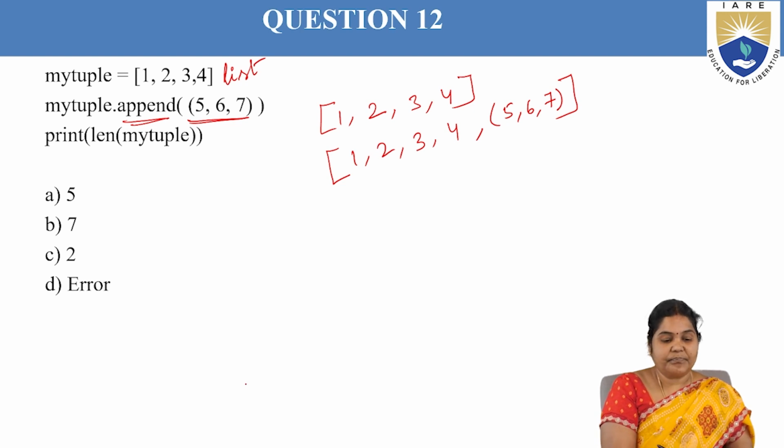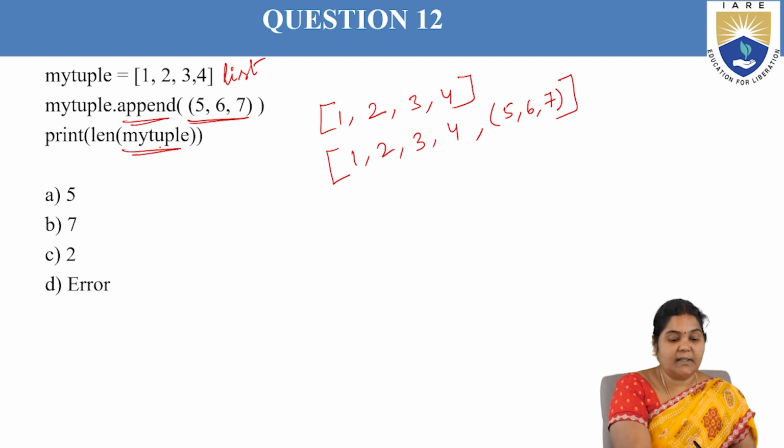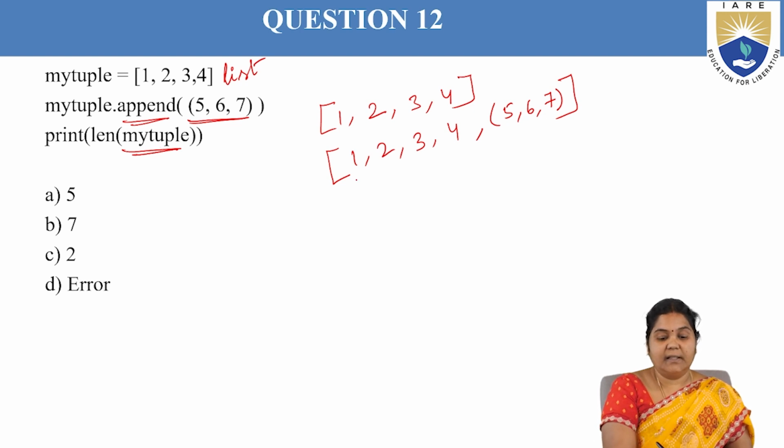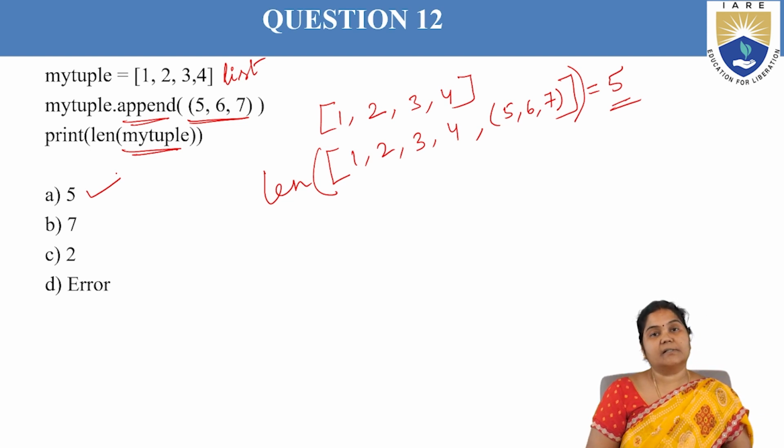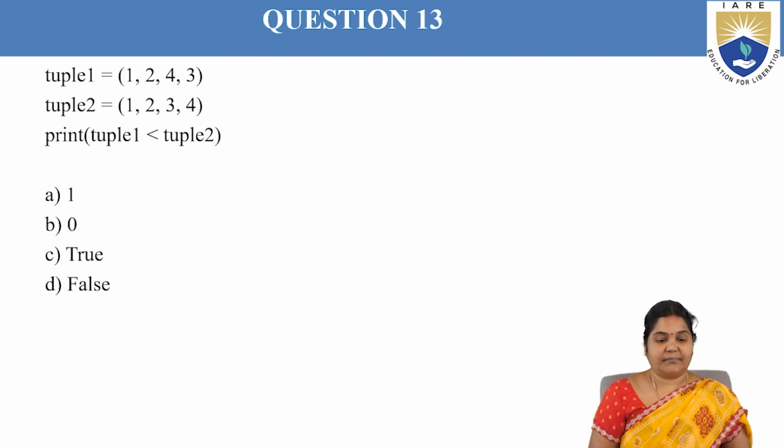Now if you find the length, the length is 4 plus 1, which is 5. So the length of this particular list is 5. So 5 will be your correct answer for this question. Now let us move on to the next question.